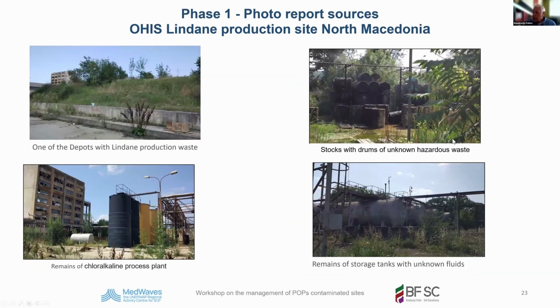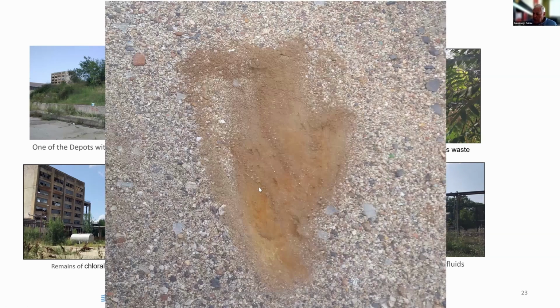This is a photo report of the sources. This is the depot with mundane production waste. These are the remains of a chlor process plant. Mercury contamination was expected. This is the other source on the site, which is a stockpile of drums. And these are remains of tanks with unknown fluids. And I expect that these are also sources of contamination. This is a detailed photograph of the soil around the chloralkali plant, and by scraping of the soil we saw small droplets of mercury in the topsoil.